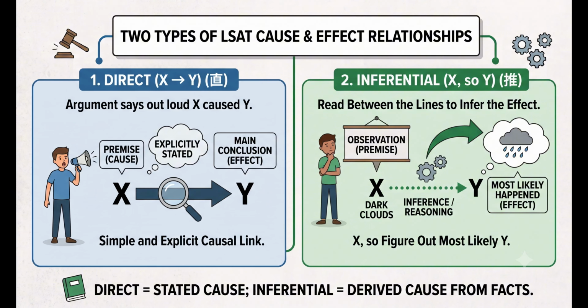There are, however, two kinds of cause and effect relationships that appear in LSAT logical reasoning. First is direct: X gives Y. When an argument says out loud X caused Y, the premise often becomes the cause and the main conclusion, the effect. The second is inferential: X, so Y, where it is not that X actually caused Y, but on the basis of X happening, the argument infers, reading between the lines to figure out what most likely happened, or could happen, as the effect.